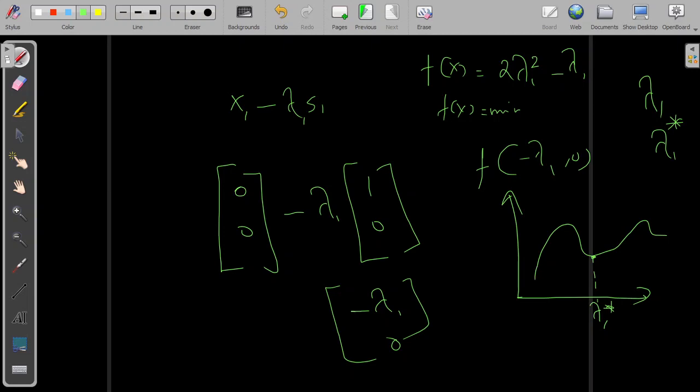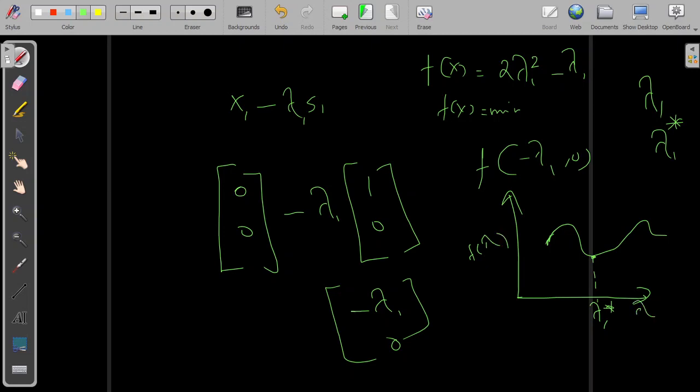Okay. So this is the minimum point. How will you find out this lambda 1 star value? Actually, the function looks like this, so that the minimum value of the function is for lambda 1 star. You need not be confused. This is f of lambda star.